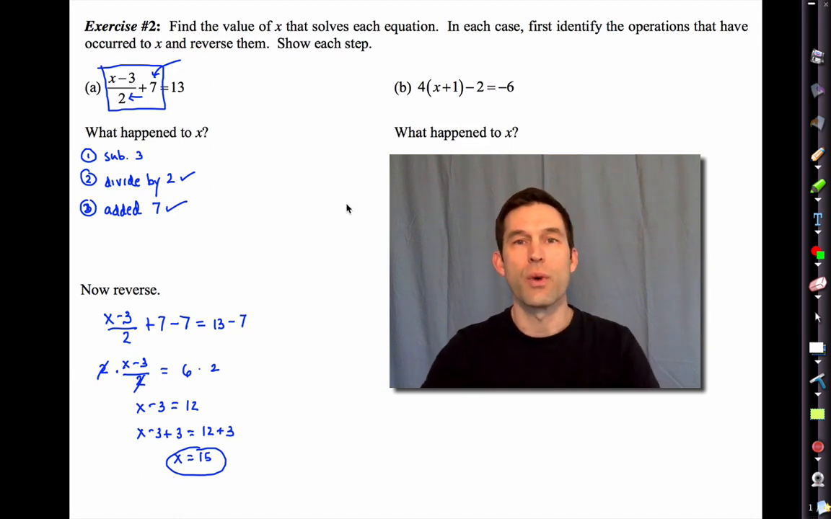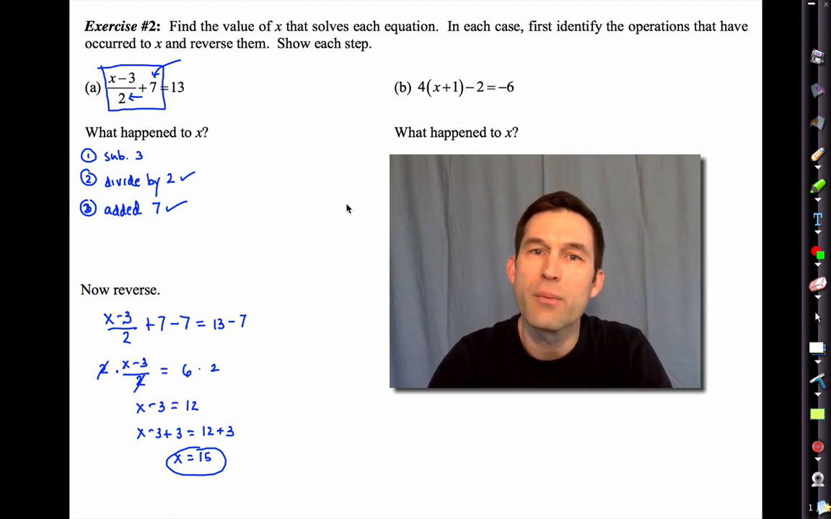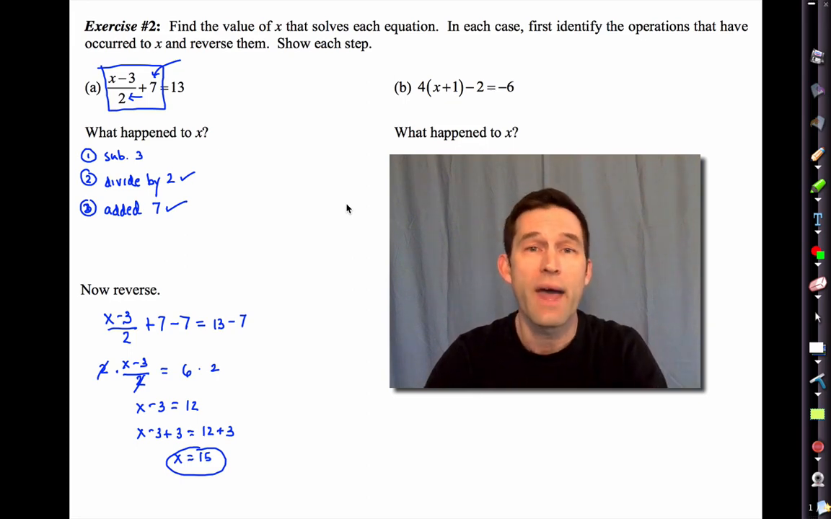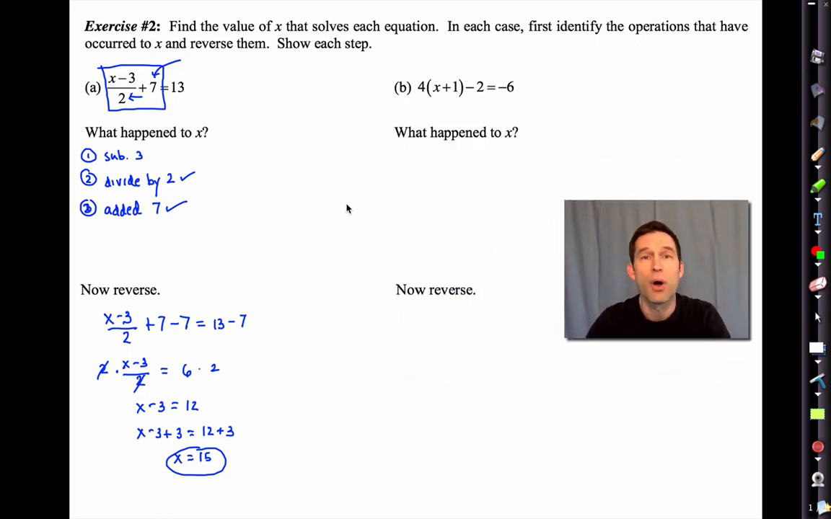So you look at this equation and it looks absolutely horrible, but when you break it down, when you look at the structure on the left-hand side, which is completely dictated by order of operations, completely dictated, then all you have to do is understand in your head what happened to x, and then how do you reverse it. So pause the video and try letter B on your own.